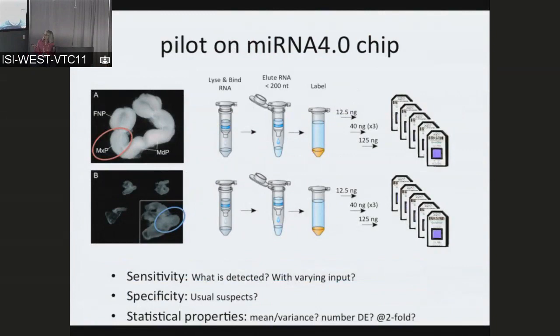And so, again, starting with E12.5 maxillary process, mesenchyme and ectoderm, using very different amounts of input, putting them onto the chips, and then asking, what can we detect? How's the sensitivity? How's the specificity? Is it giving us statistically reproducible data that we can work with?